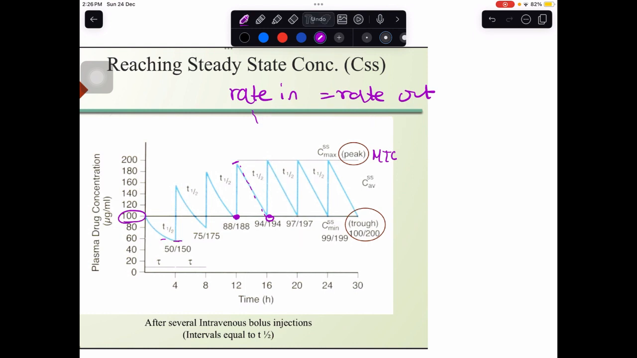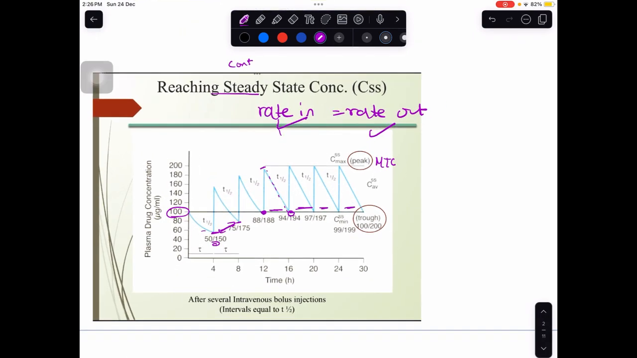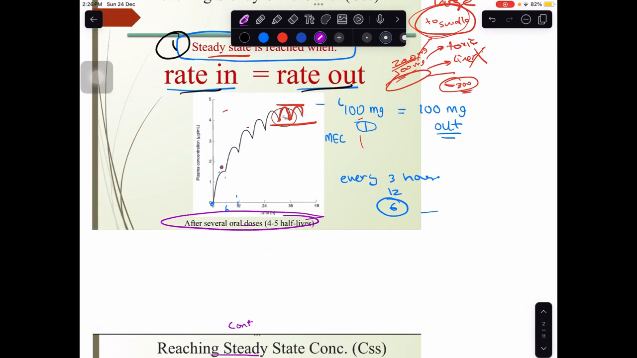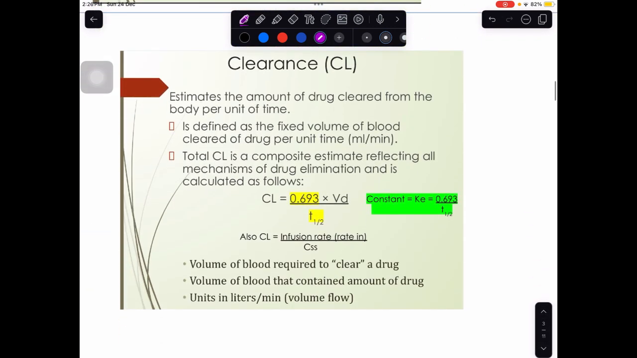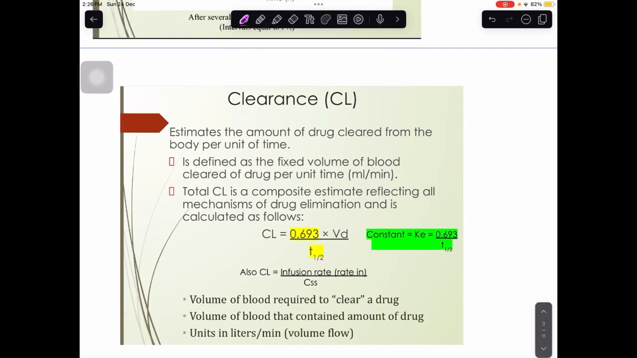But before it wasn't like this. When I took one, it was different than before. Here no, the same is happening. So this is why we mention it's steady, because it's constant, because the rate in equals the rate out. Here they're mentioning that after several oral doses, usually it takes 4 to 5 half-lives to reach this. So 1, 2, 3, 4, around 5-ish. Okay, it depends.